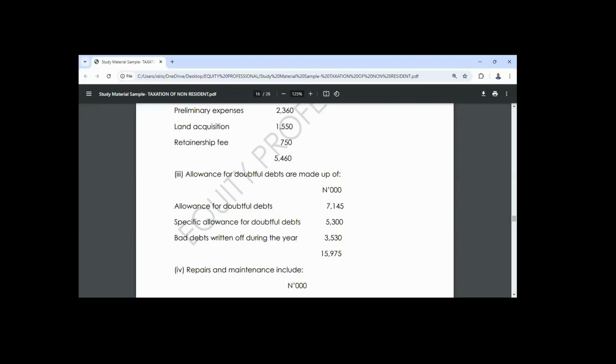What do we assume this allowance for doubtful debt is? Because they have given us a specific allowance, we assume this one is general. It's a general provision, not tied to a particular debt. That is the reason why we disallow it.